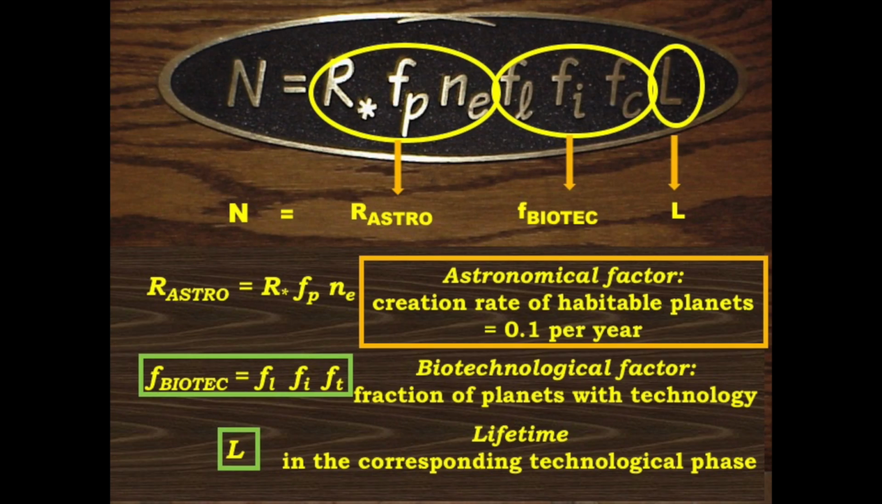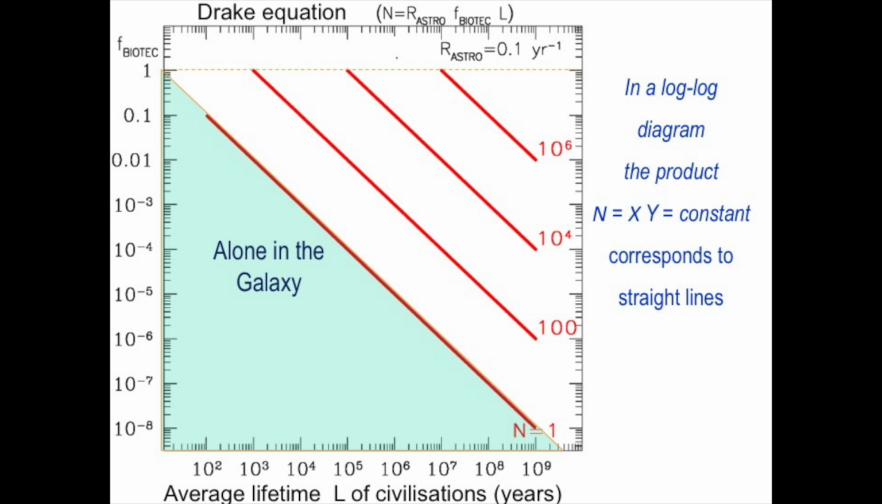We can take anything. Now, in a diagram like this, N, the product of two things, in a log-log diagram, N equal constant is given by straight lines. Okay, this is N equal 1, 100, 10,000, 10 to the 6. And of course, this part below is less than 1. So for all these combinations of the factors, we are alone, civilization is alone in the galaxy. So it's this part of the diagram that becomes interesting. So what can we say about that?